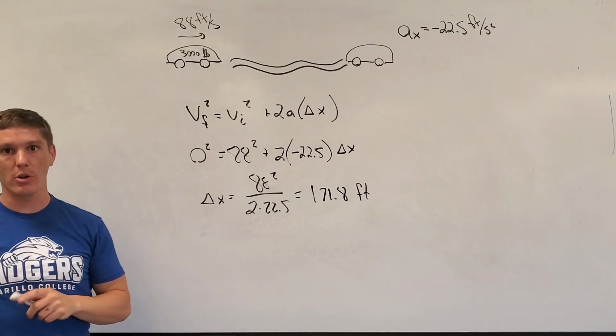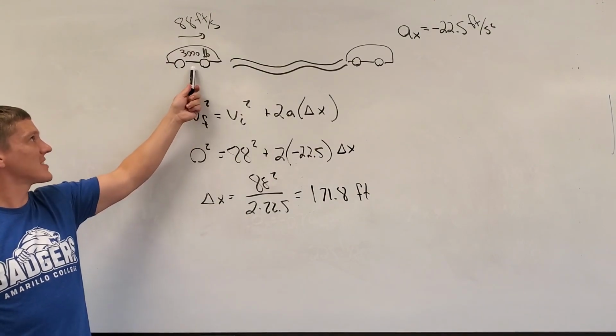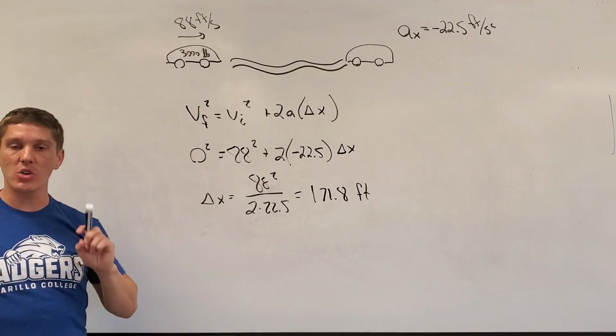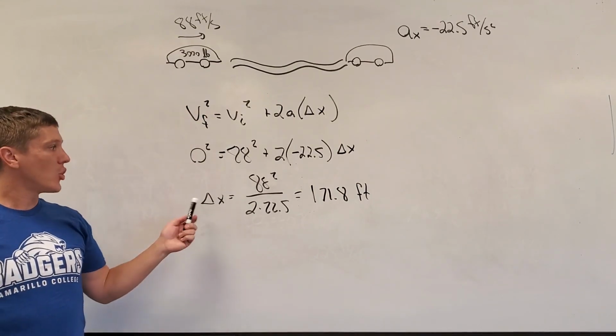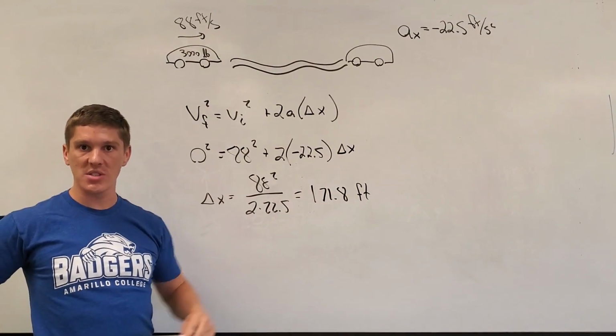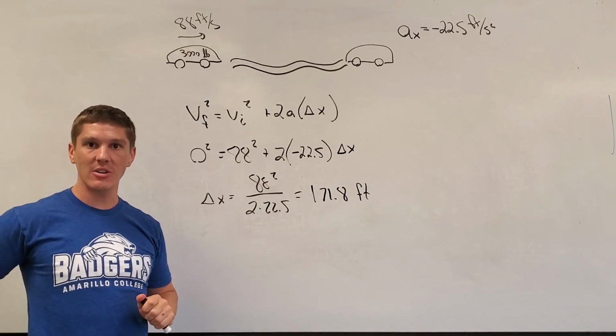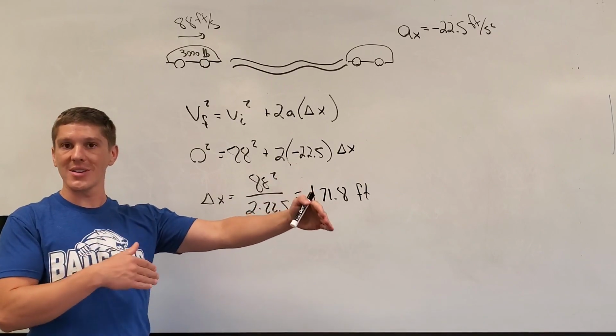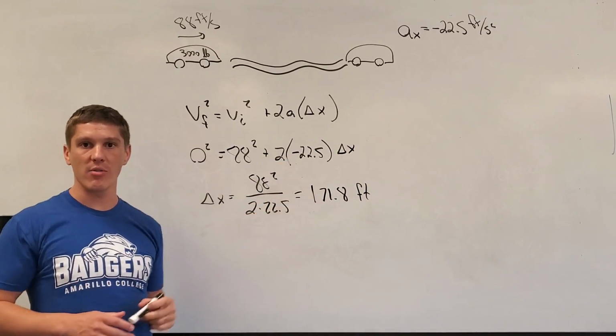I gave that to you in your class notes, but if you're traveling at 60 miles an hour and you slam on your brakes and your brakes lock up, it's going to take you 172 feet to skid to a stop. This is why it's so important to make sure that you have a good follow distance with the car in front of you when you're driving on the highway.